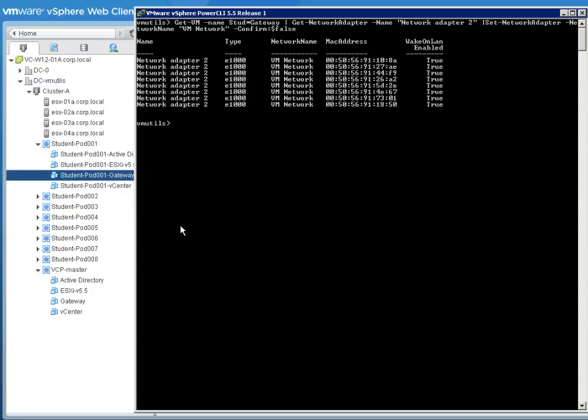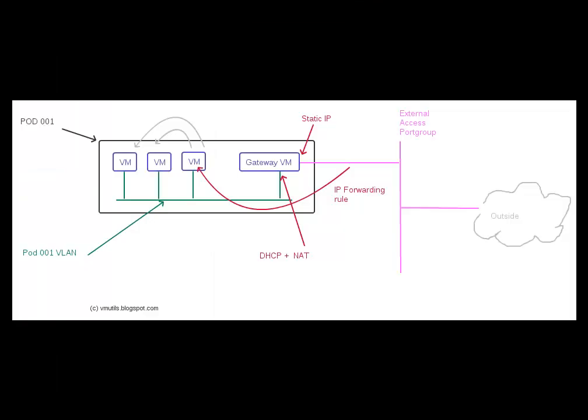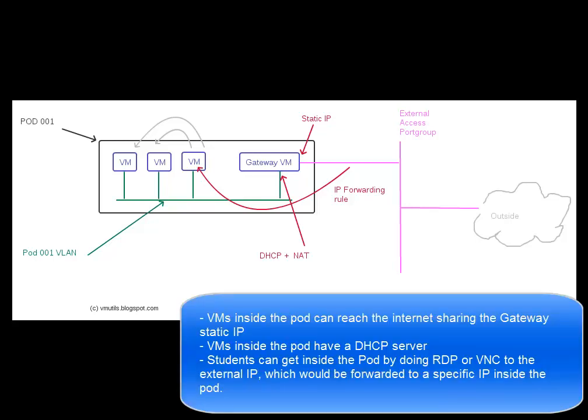Then I would configure the OS of each gateway VM to act as a NAT plus DHCP on the left side, have a static IP on the right side, and to do IP forwarding to a specific IP within the LAN on the left side. In this way, VMs inside the pod can reach the internet sharing the gateway static IP. VMs inside the pod have a DHCP server. My students can get inside the pod by doing RDP or VNC to the external IP, which would be forwarded to a specific IP inside the pod.